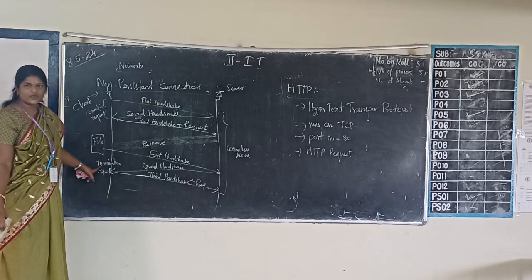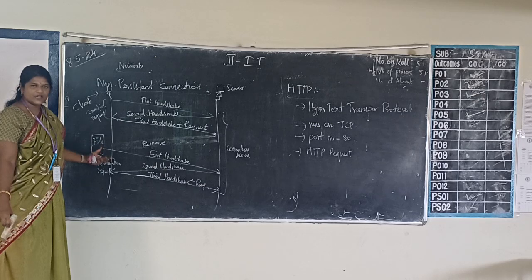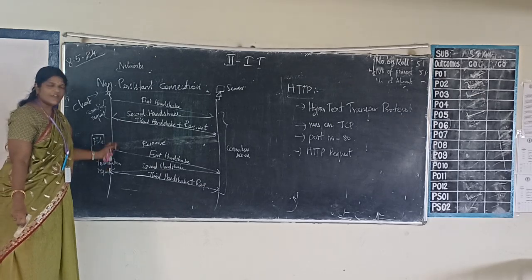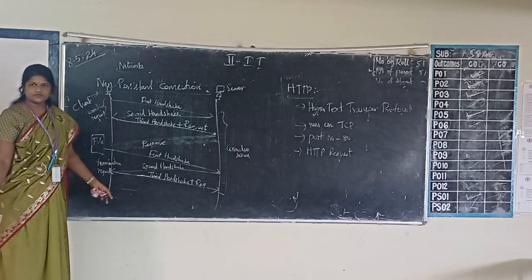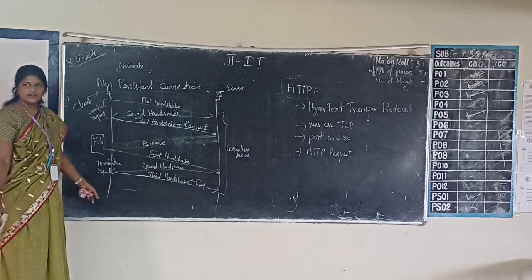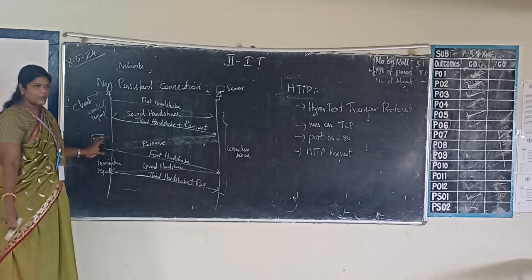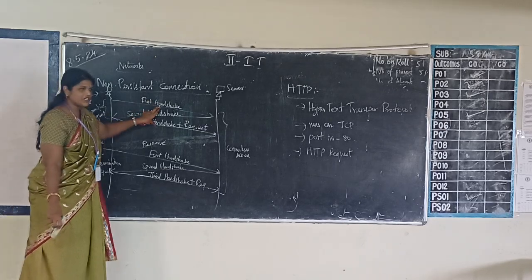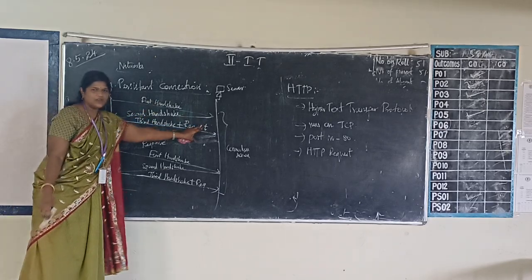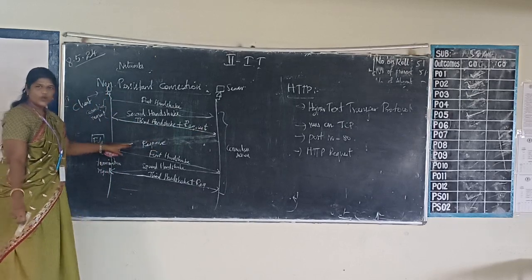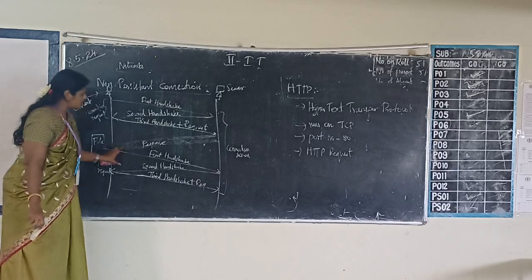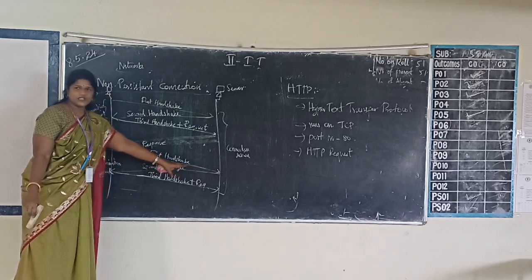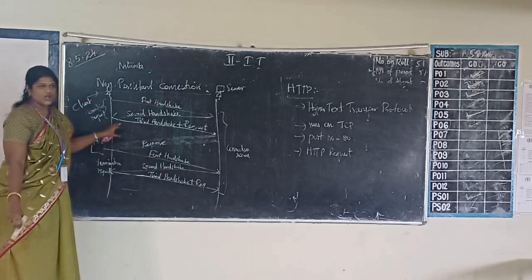Whenever another request is made, another three-way handshake takes place. Clear? I am requesting a page, so during the three-way handshake the connection is established. Then the server responds, and once we see the response, the connection is terminated. So this is non-persistent.